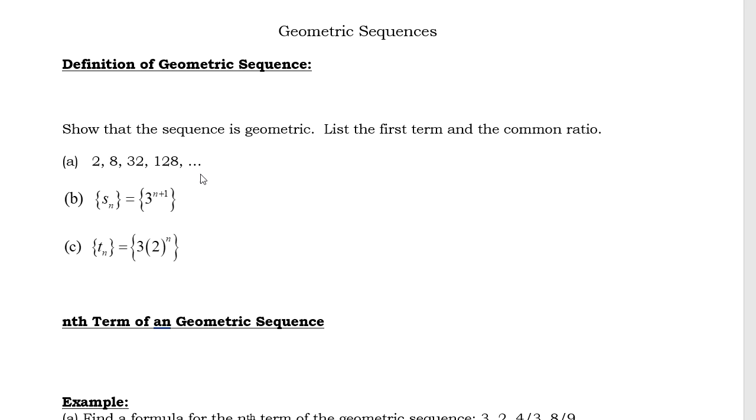Hopefully you can see what we're doing is we're multiplying by 4. Each term is multiplied by 4 to get the next term. All right, let's look at example B. Write that down. Times 4, times 4.